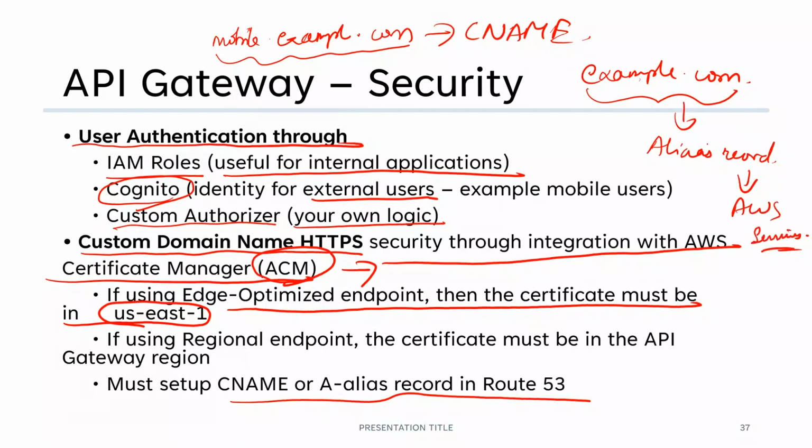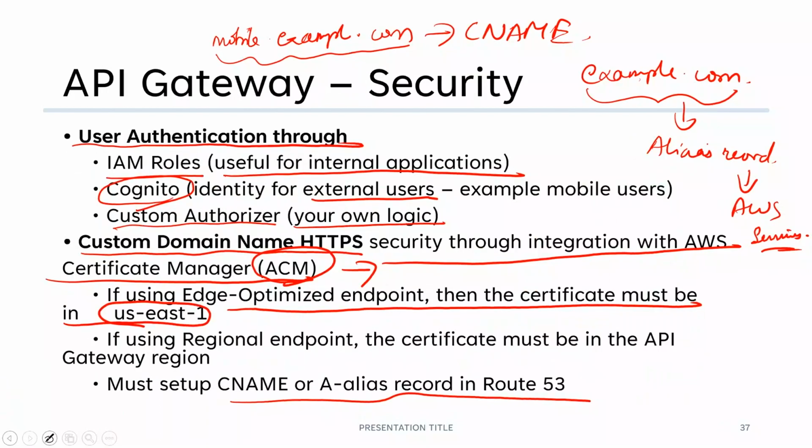If you don't get it, about CNAME and alias record, don't worry. We are going to discuss that in detail in a separate video about Route 53. But just for your idea, you have to do this for authentication. You can also use custom domain name HTTPS. If you are going to use that, then you have to create an alias record or a CNAME record. Okay, that's cool. Let us move forward.